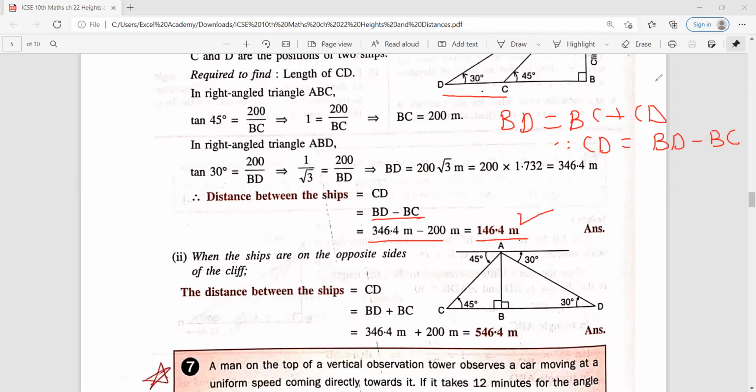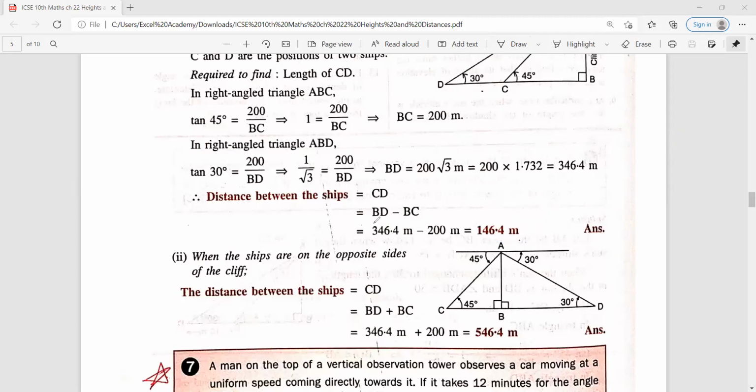आता second case मध्ये you don't have to solve anything. Don't solve again, that will be a waste of time. Everything is going to be the same. बीसी आणि बीडीचे काही व्हॅल्यू थोडीच बदलणार आहेत आपल्याला, नाहीच बदलणार ना. You just have to add them because the two ships are on the opposite side of the cliff, and hence you will just add these values 200 plus 346.4 and you will get the answer. Is this clear? समजतंय मी काय म्हणतोय ते?